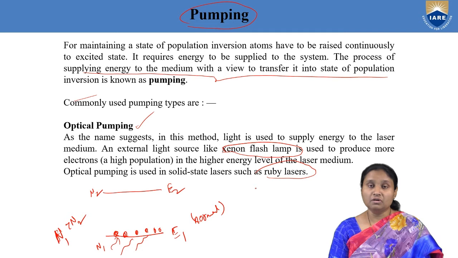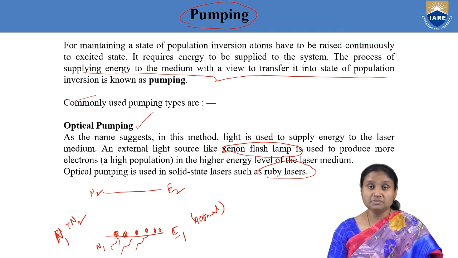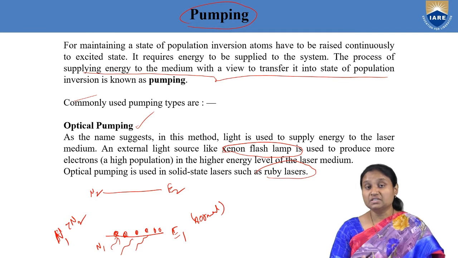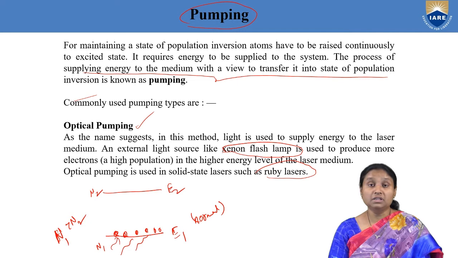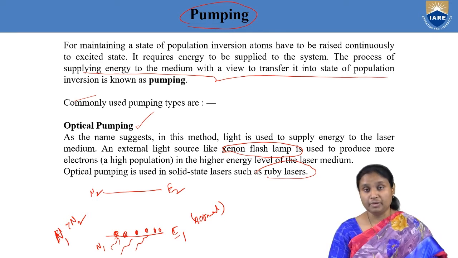We have a helical tube which is wound around this particular ruby rod, and that helical tube is filled with xenon gas and connected to a power source. Once we switch on the power source, this helical xenon flash tube will give us flashes of light. Each flash gives several thousand joules of energy, and this energy is used for the pumping process. So if we supply energy in the form of light to atoms in the ground state to achieve population inversion, then such type of pumping is called optical pumping.